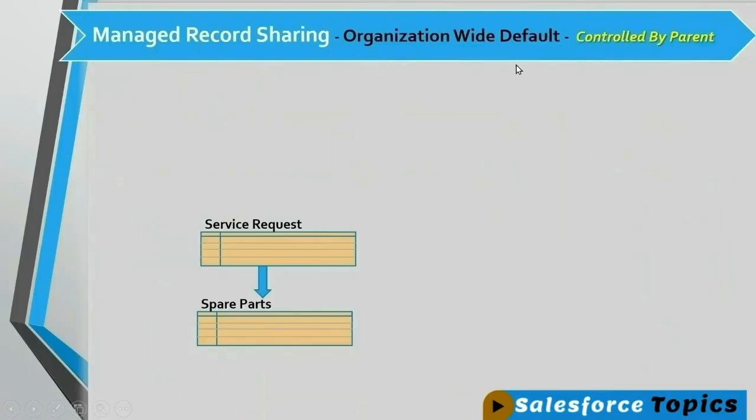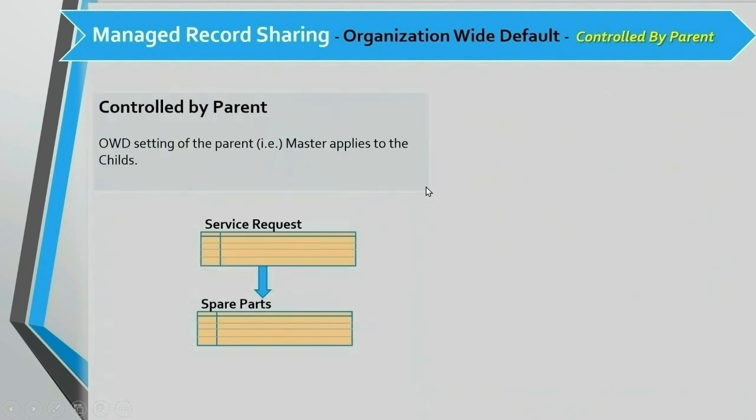The next option under the OWD is controlled by parent. Please note that this controlled by parent would be only applicable to the child objects. That is, if we have a master-detail relationship, only for the children we would get this controlled by parent option. Here we have service request as the master object and spare parts as the detail object. So for spare parts, we would get the controlled by parent option.